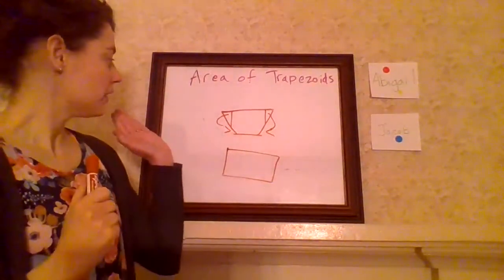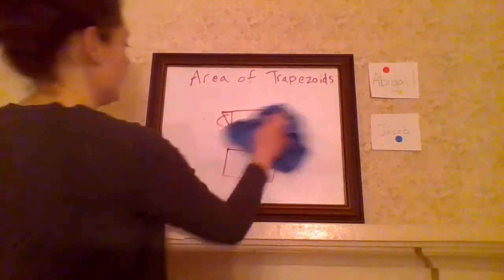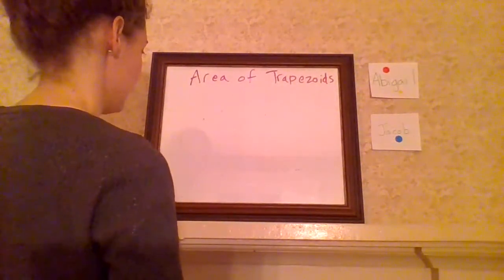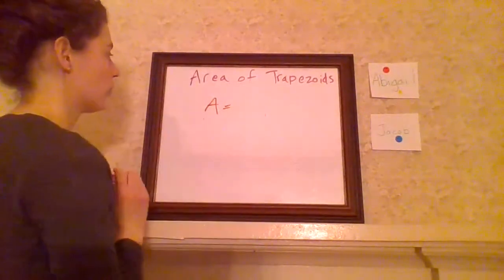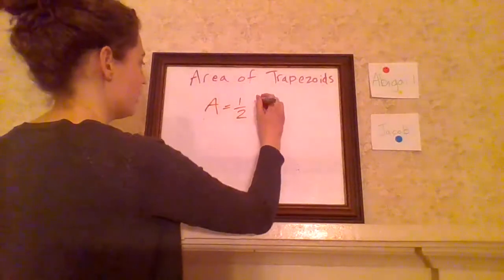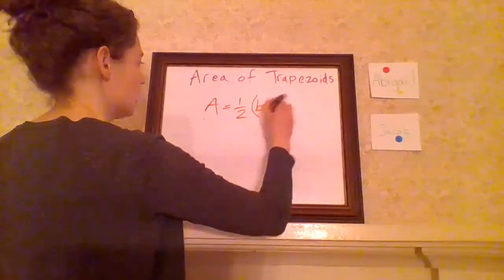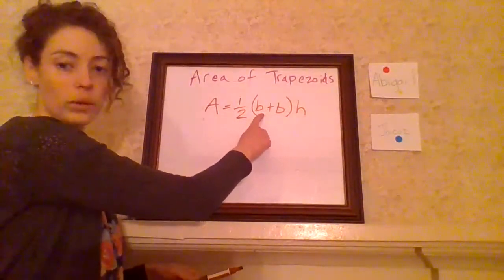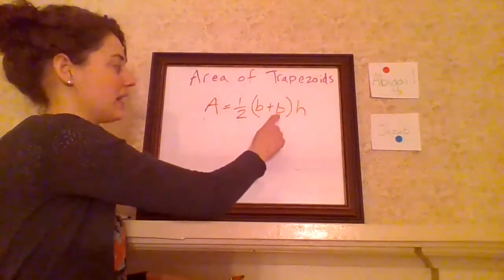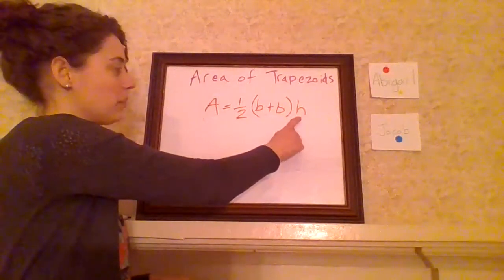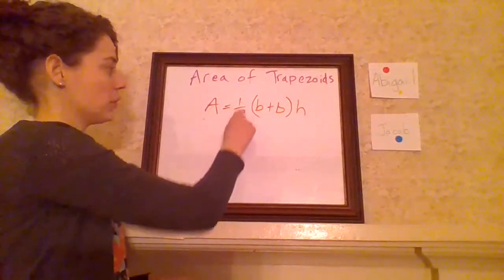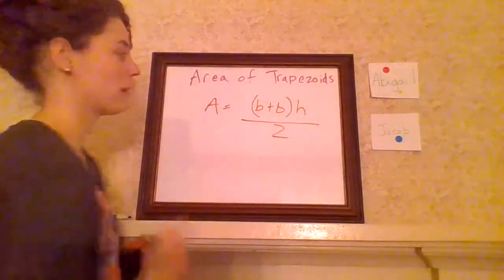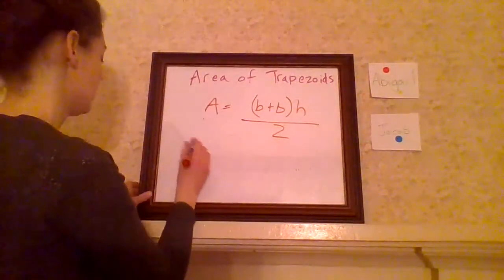Okay, so what I am trying to say here is that the area of a trapezoid is 1/2 times (base plus base) times height. Okay, so what you do is you take the length of one of the bases, add it to the length of the other base, and you multiply that by h, the height, and then multiply that by 1/2, which is really the same as dividing it all by 2, isn't it? So you could also write it like that. Either way is fine.